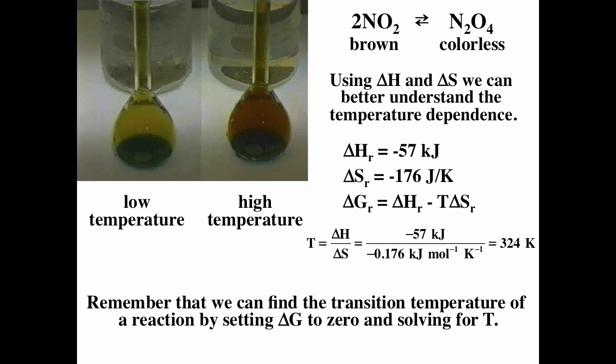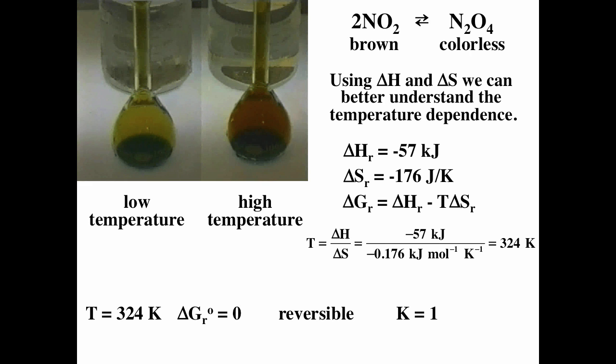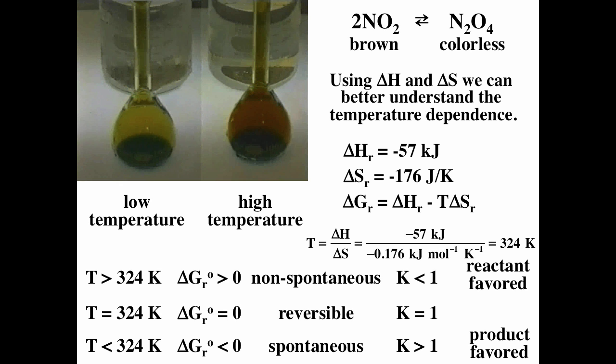And so for this example, we get T equals 324. And so at 324 Kelvin, delta G equals 0, the reaction is called reversible, and the equilibrium constant is equal to 1. Now, at higher temperature, delta G naught is greater than 0. We call it a non-spontaneous reaction. K is less than 1, and it's reactant favored. That's why at higher temperature, we have more of the reactants, as we can see from the picture.